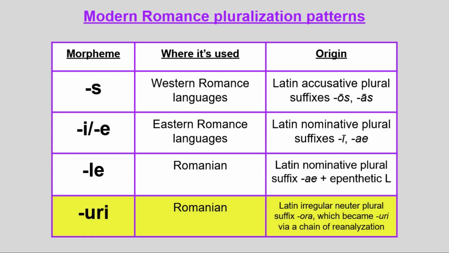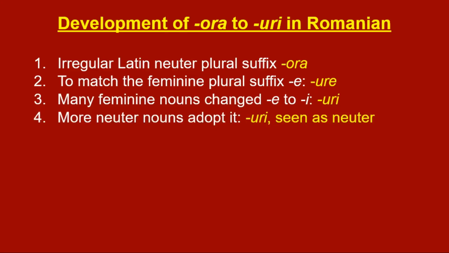And -uri is descended from the third declension neuter plural suffix -ora, which then underwent reanalysis with the feminine plural to become -ure, became -uri, following many feminine nouns changing their own plurals to -e, and then became even more popular among neuter nouns due to yet another round of reanalysis where that suffix became viewed as neuter.